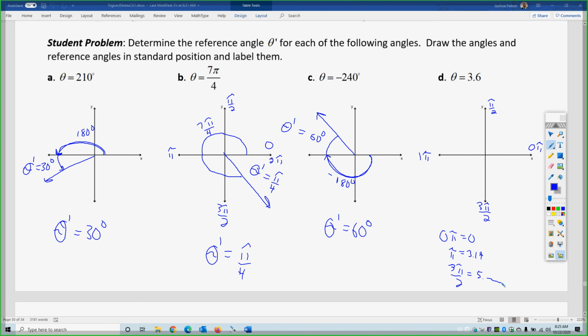So 3.6 is clearly in here, isn't it? So that means I went more than pi, but less than 1.5 pi. So I'm somewhere about right there. Okay. So I went 3.6, and if I subtract the pi, that'll give me what's left over, because I went more than pi. So my reference angle is 3.6 minus pi.